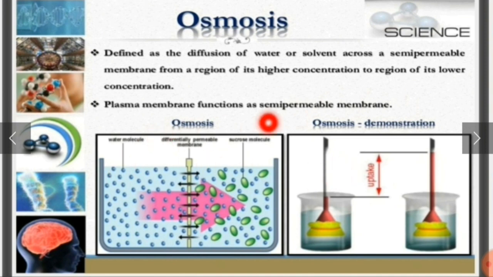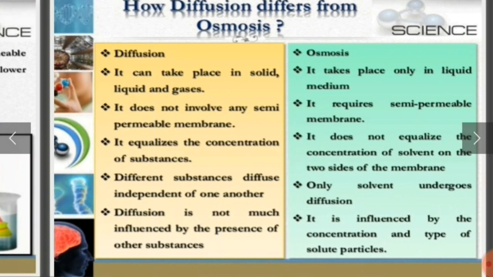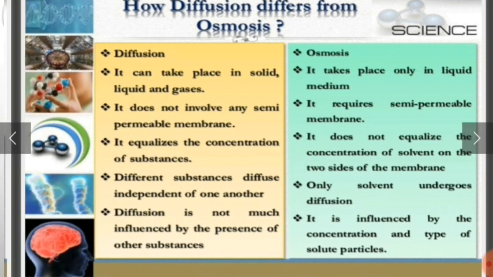I hope you can see down over here these two pictures. These both are the pictures by which you can understand how osmosis takes place and how diffusion is different from osmosis. So this is the table column. You can find the difference over here. Alright, we'll be moving to our next slide.